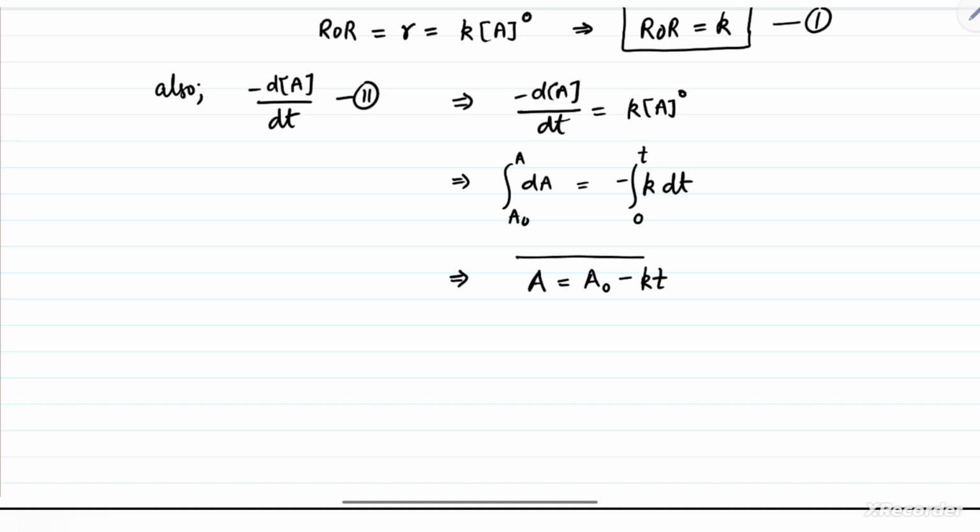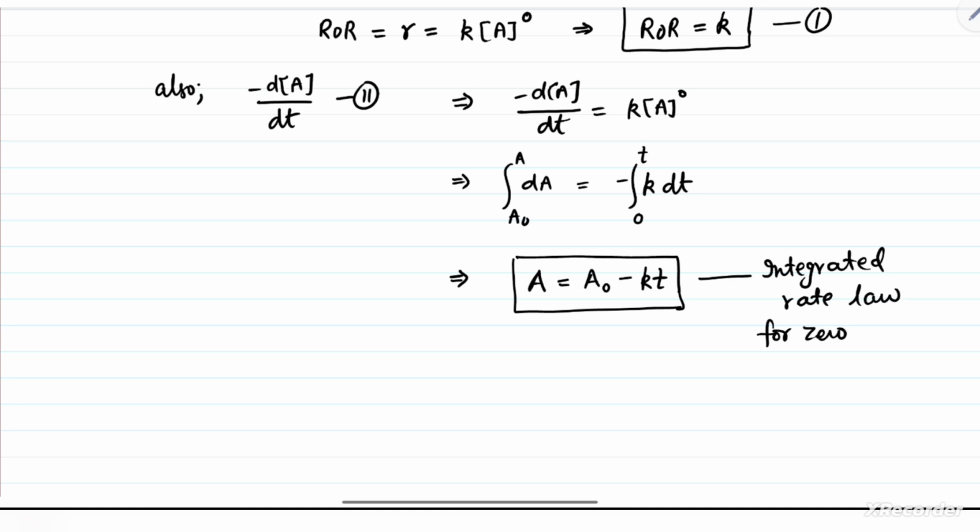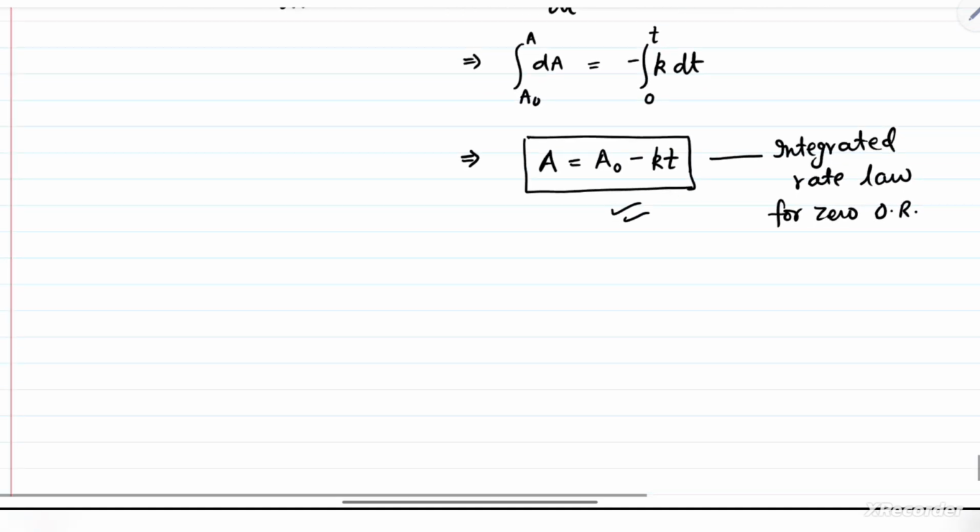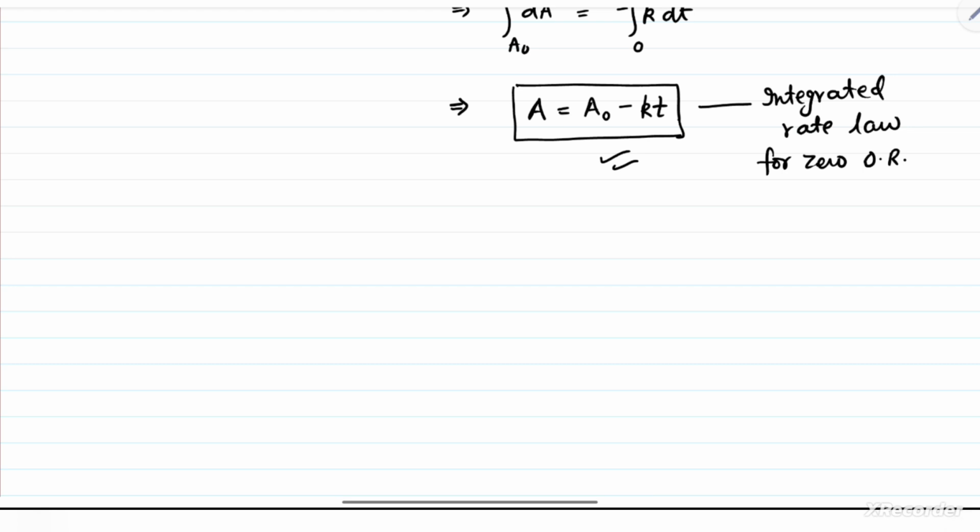This you have to remember because this is very important. This is the integrated rate law for zero order reaction. This expression is very important. Okay, so I will derive various conclusions from this equation. The very first thing is we need to know how to plot a graph. So the graph of concentration versus time.